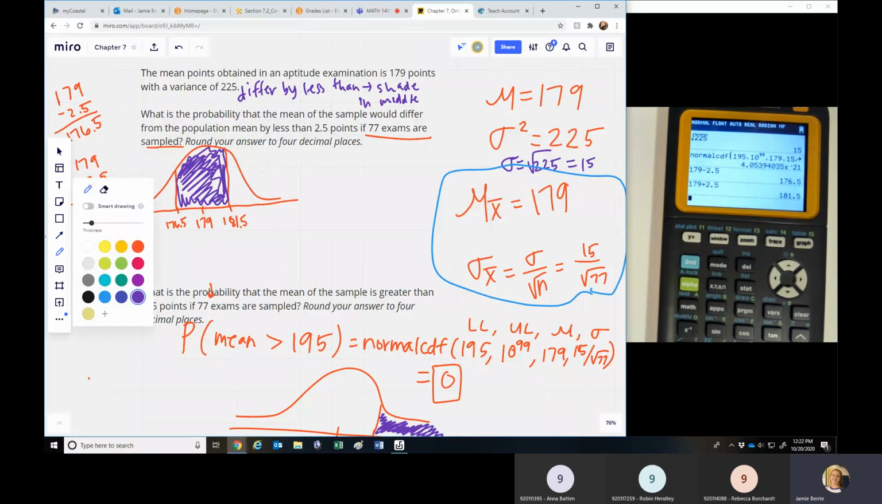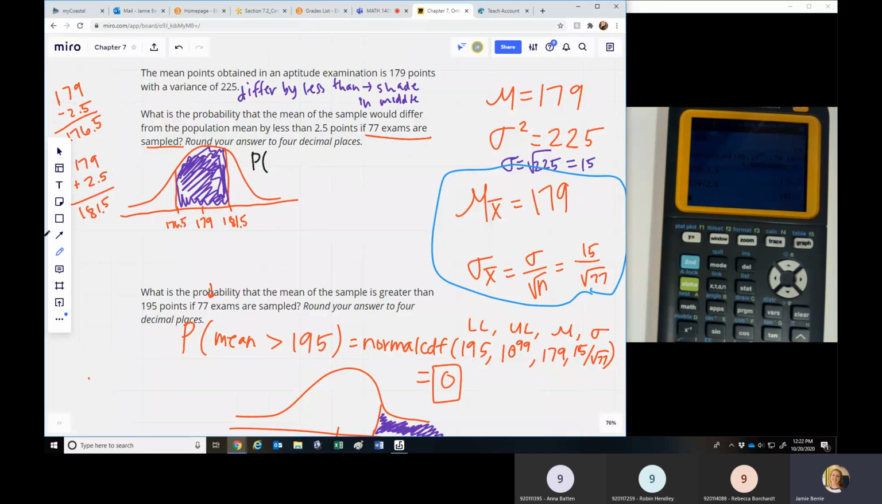I'm going to write out what the probability notation looks like, just in case you're interested. If you were writing this out using our probability notation, it would be the probability that the mean is somewhere between 176.5 and 181.5. If we're typing this in the calculator, remember that's going to be normal CDF, which goes lower limit, upper limit, mean, standard deviation. The lower limit of our shaded area is 176.5.